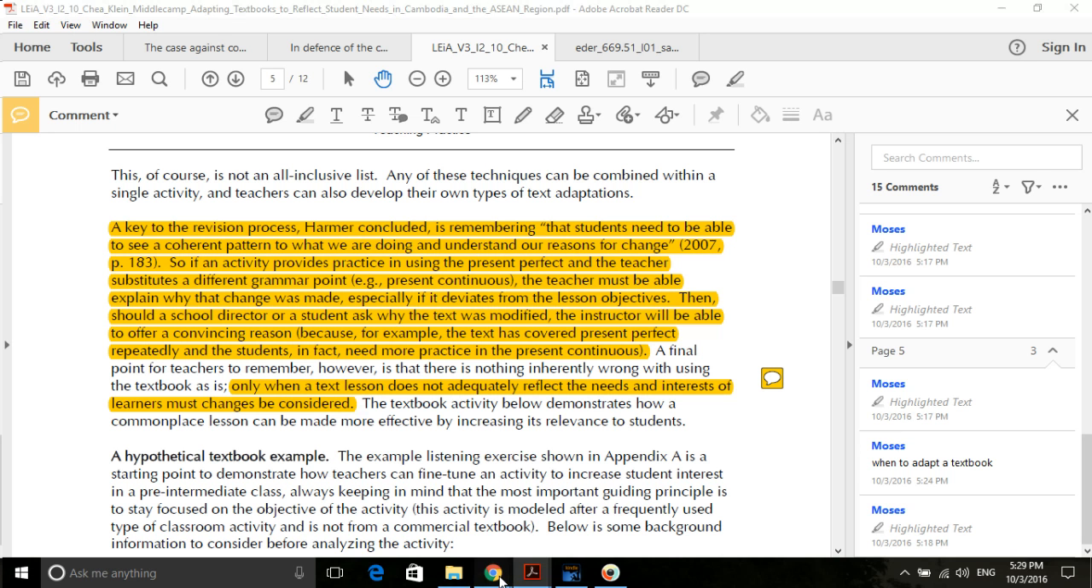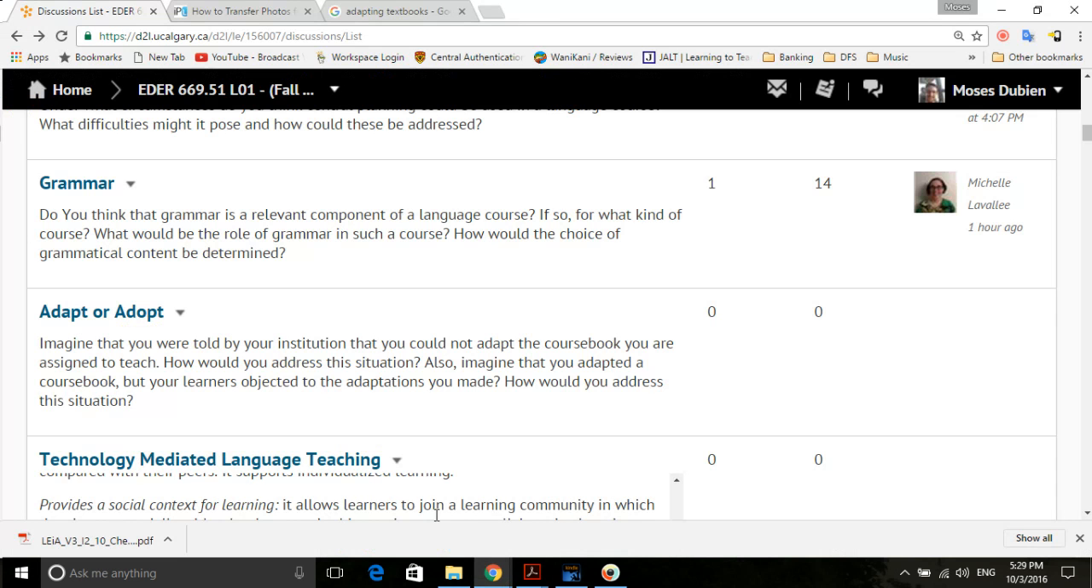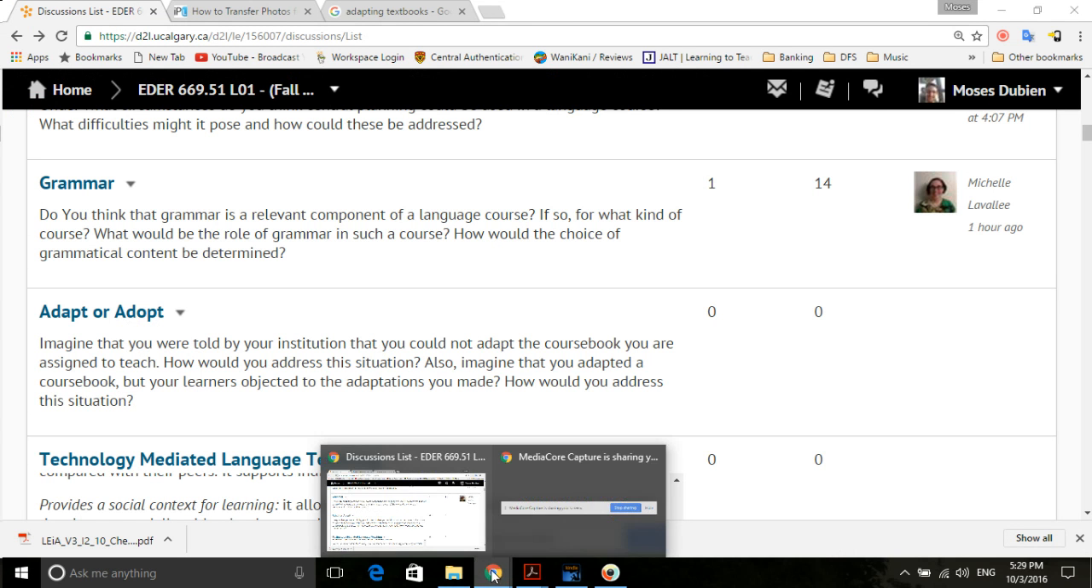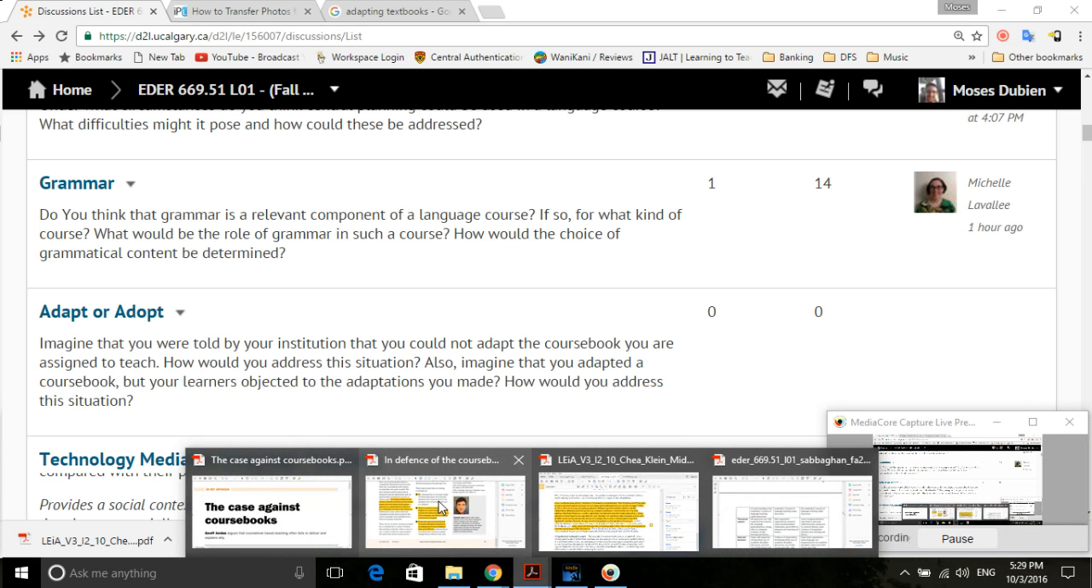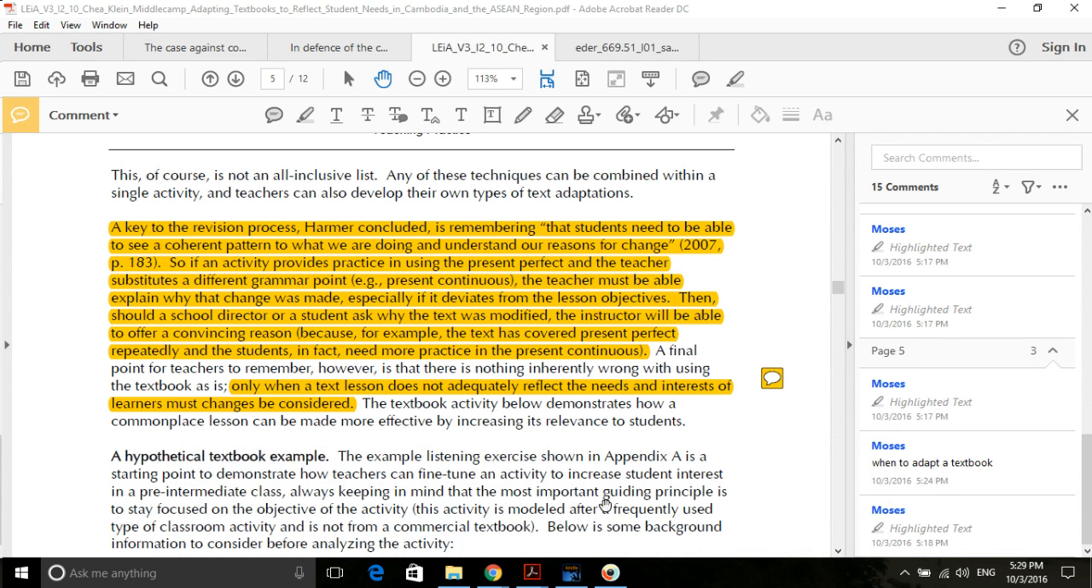So, it would again depend on the situation. It would depend on my course as well as the textbook, and whether the textbook and its components are meeting my students' needs. So, and this is the quote right here, "Only when a text lesson does not adequately reflect the needs and interests of learners must changes be considered." Okay, so that's an important part.